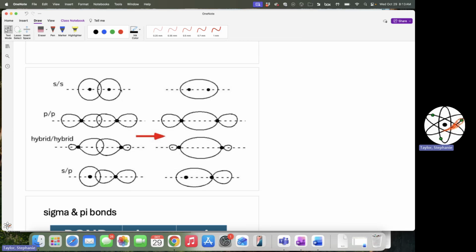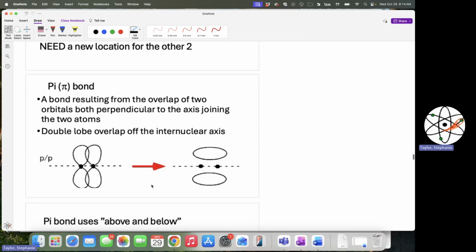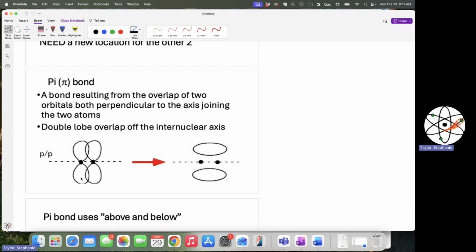So these are two s orbitals, and when they overlap, you have a sigma bond. Two p orbitals can overlap, and you still have a sigma bond. Hybrid orbitals can overlap, you still have a sigma bond, and on and on. When you have a pi bond, however, those are p orbitals. So they're typically referred to as unhybridized p orbitals, but they're just atomic p orbitals, and they're also overlapping.